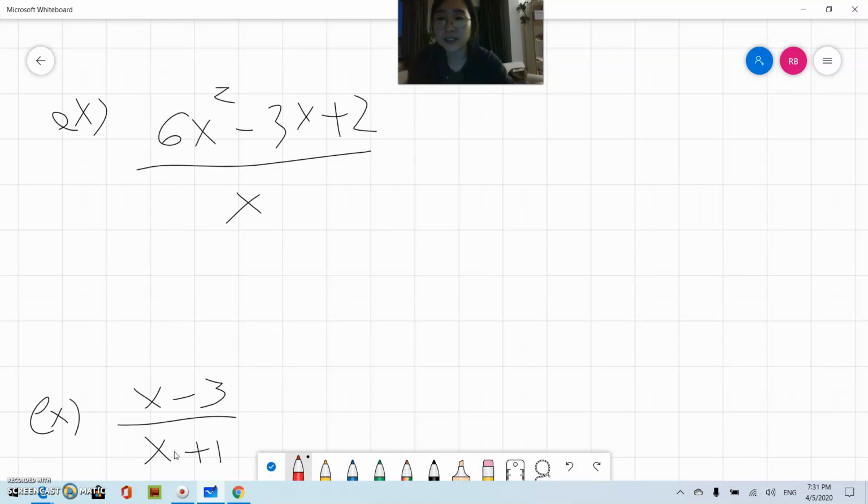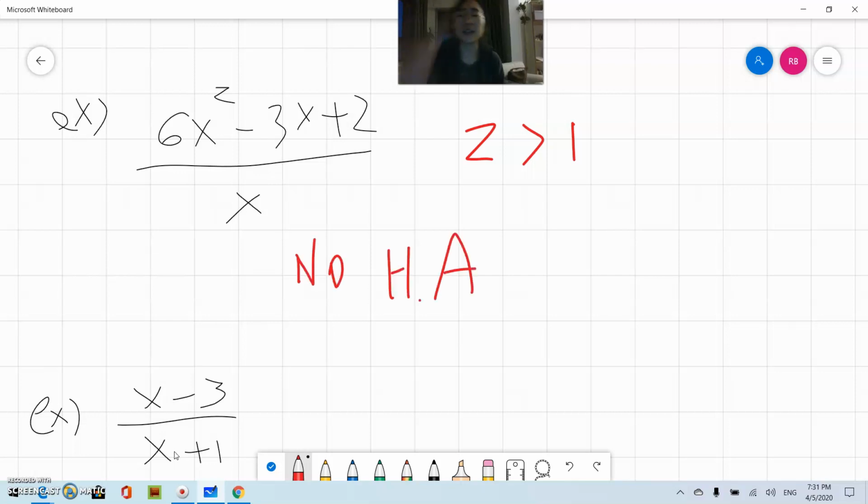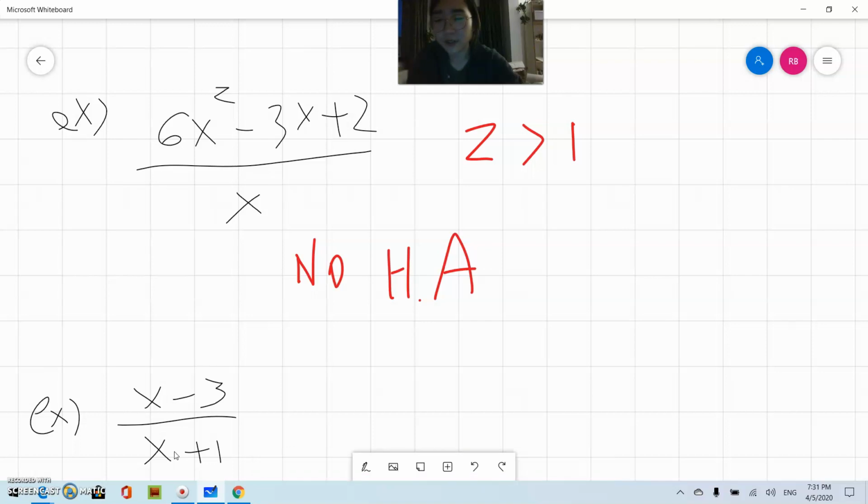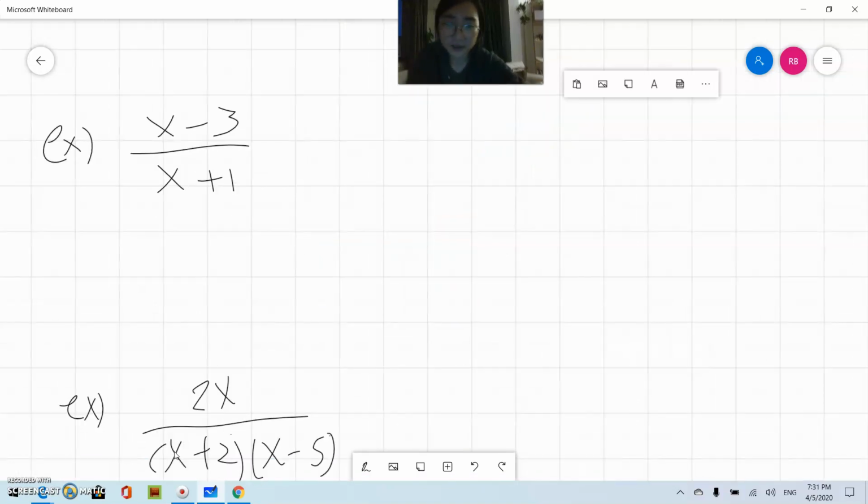Sorry, I have yet another example that they are exactly the same, right? Same as before, there is no horizontal asymptote because the degree of the denominator is less than the degree of the numerator. So finally, we have something different here.